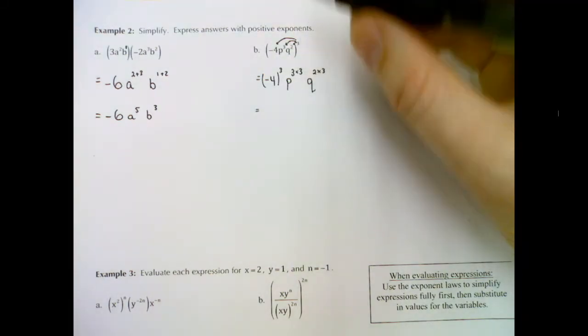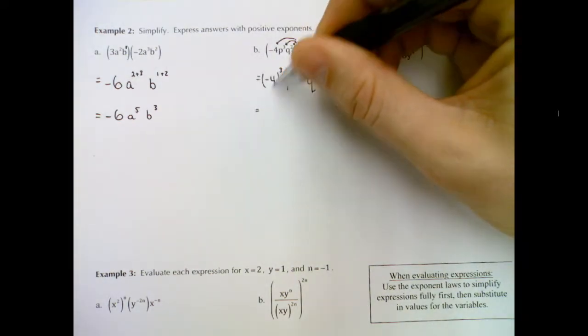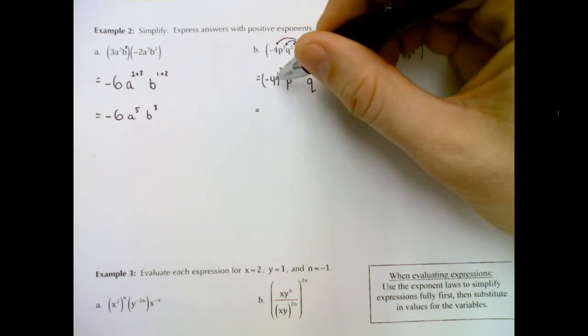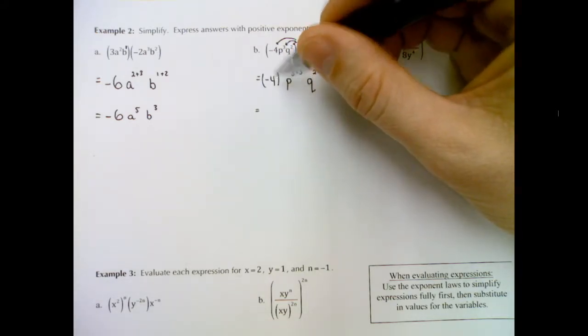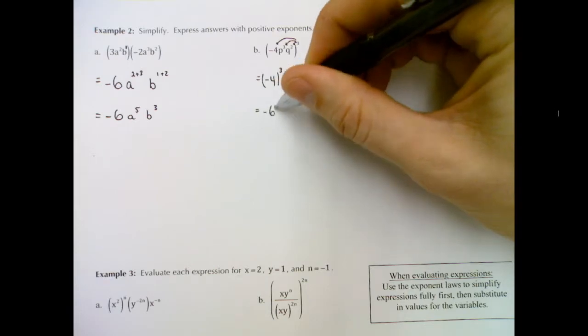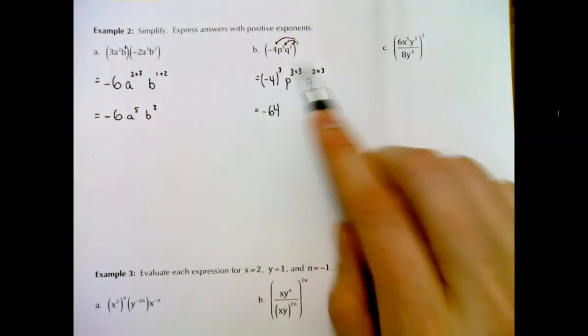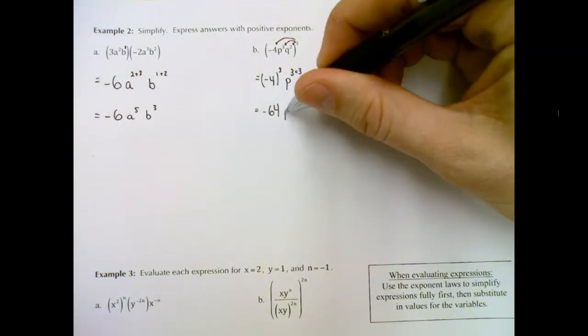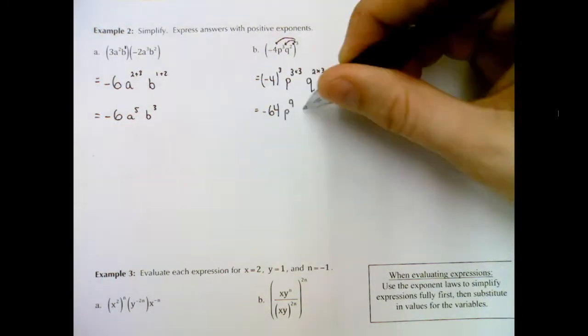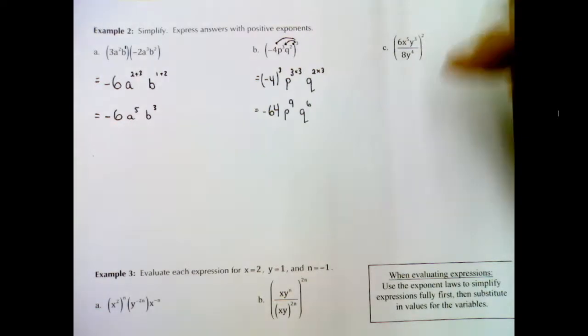Negative 4 cubed. I'm going to do that. Negative 4, 16. Times another negative 4 would be negative 64. So I'm going to turn this number into a coefficient, and I'll leave my variables with exponents because we can't simplify that anymore. P9, Q6.